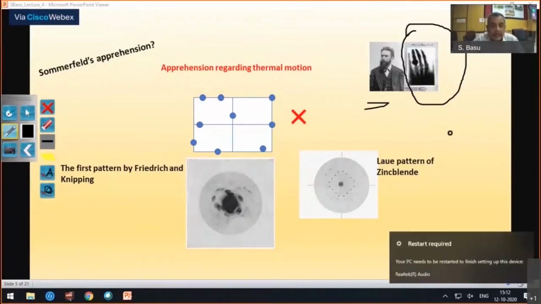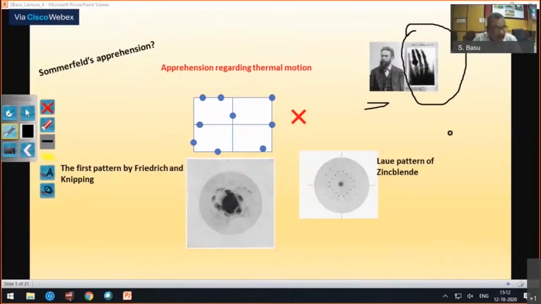So when he proposed that, his boss, Sommerfeld, had some apprehension that there is thermal motion for atoms and molecules in a solid. So if you look at a solid at any instant, then it will look somewhat like this, according to Sommerfeld or others, that there is no periodicity. And then how will you see a crystal diffraction? This was the fear. But as popular as this picture is, I will show you the other photograph.